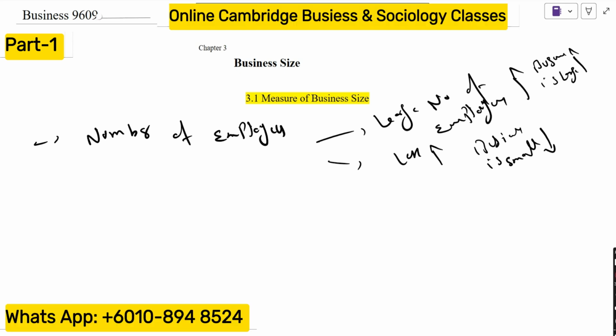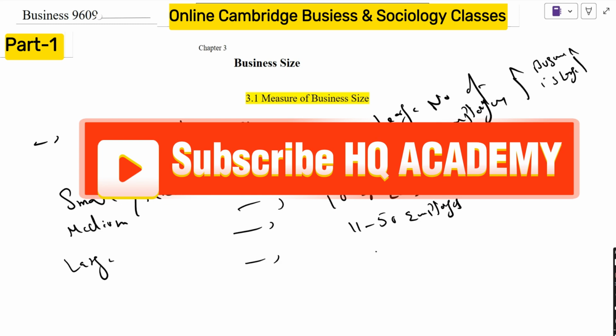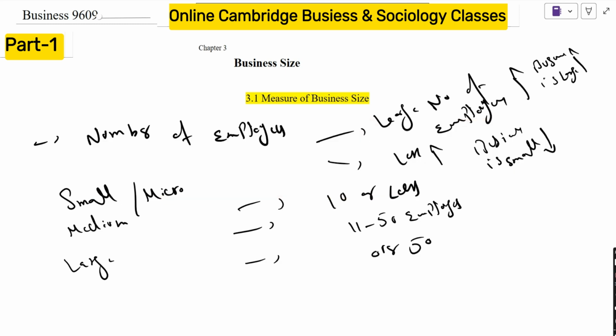If we categorize businesses, for example, any small or micro business may have 10 employees or less. This is the general data I'm sharing with you. For the medium, let's say we have 11 to 50 employees, and for the large, we have over 50. This is the simplest way to measure the size of any business.